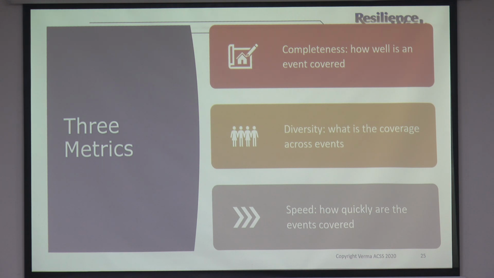One was completeness. Here we look at how well an event is covered. So this is the depth of coverage of an event, okay? And then diversity is the coverage across events. So let's say there are 100 events occurring at this time instant, how many of these are being covered? And then finally, the third metric is speed, which looks at how quickly the events are being covered. The precise definitions you can see in the journal article.